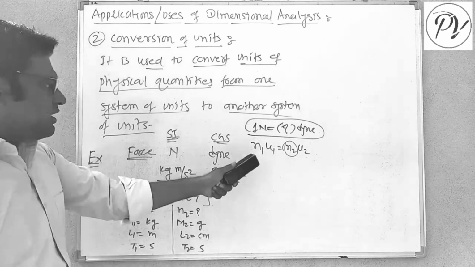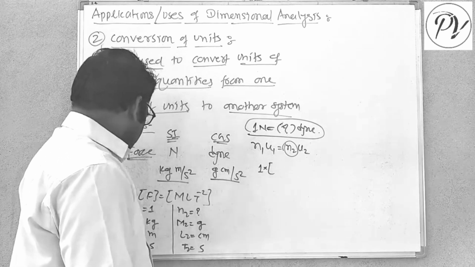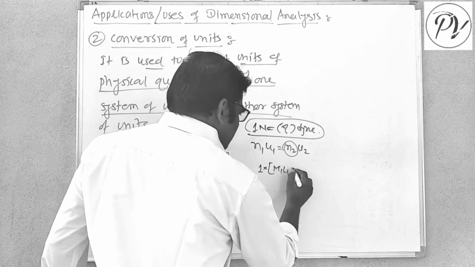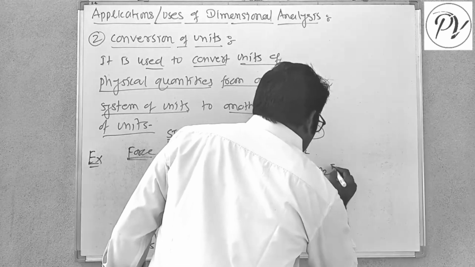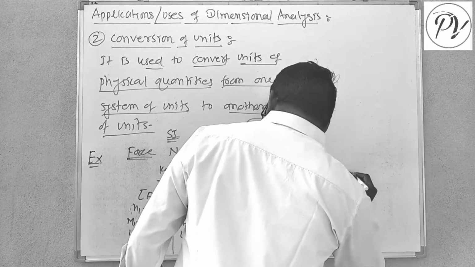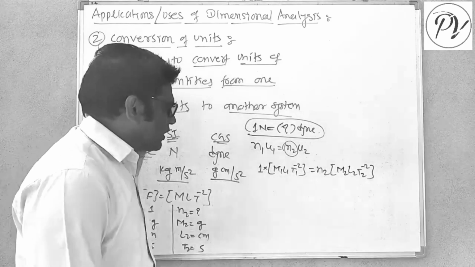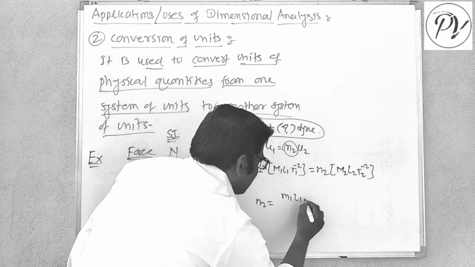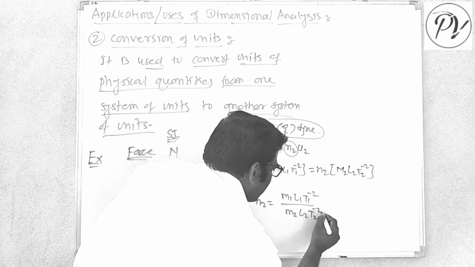Now let us put these values in this equation. N1 is equal to 1. Then U1 is this term, M1 L1 T1 to the power minus 2. Then N2, we don't know that, we have to calculate. So write this, M2 L2 T2 to the power minus 2. We have to find out N2. So N2 is equal to this divided by this: M1 L1 T1 to the power minus 2 divided by M2 L2 T2 to the power minus 2.